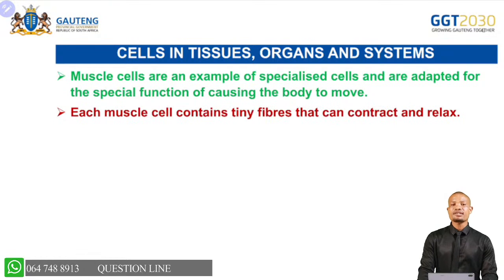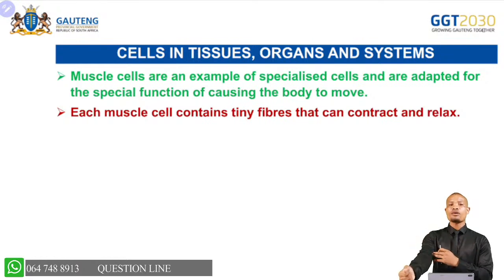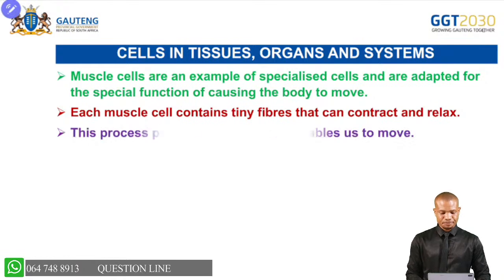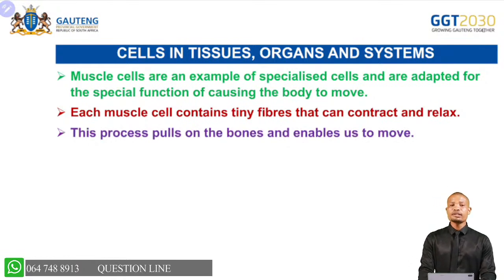Each muscle cell contains tiny fibers that can contract and relax. This is contraction, and this will be relaxation. When you contract, it's like you're squeezing together, and when you relax, you're letting it go back to its normal position. So there are fibers that cause these muscles to contract and relax. This process pulls on the bones and enables us to move. Each time you move your body, muscles are facilitating that process.